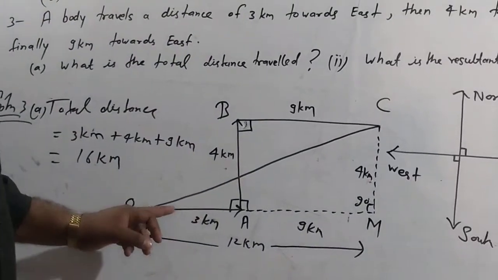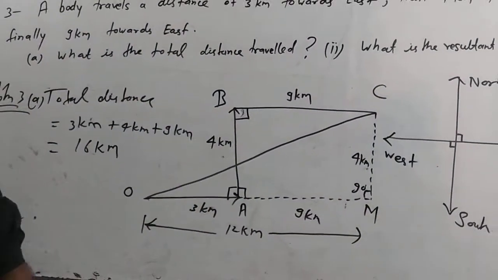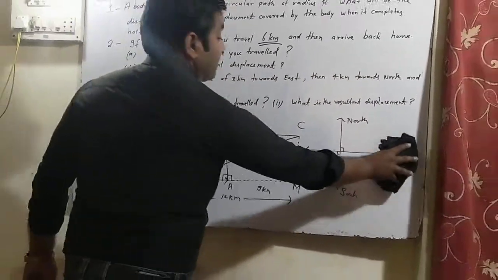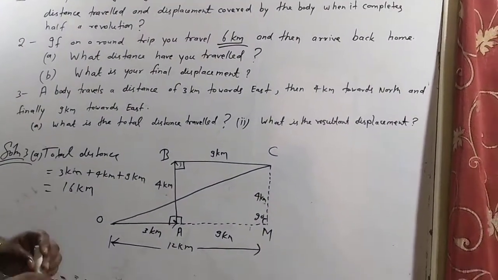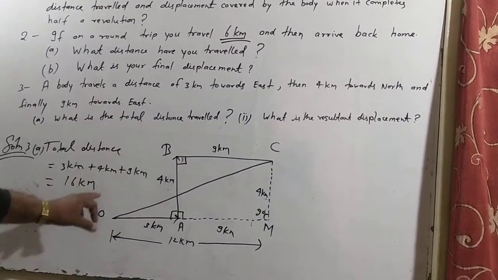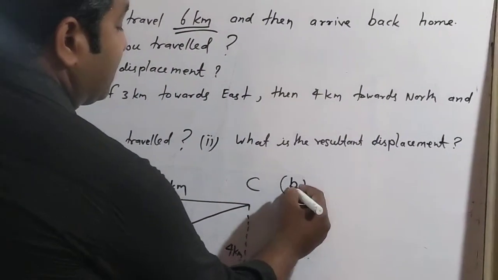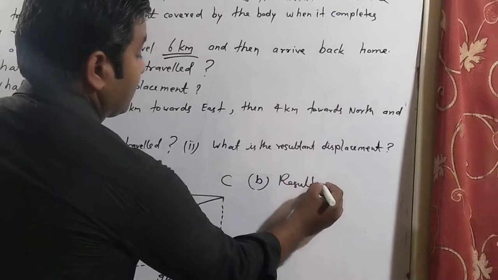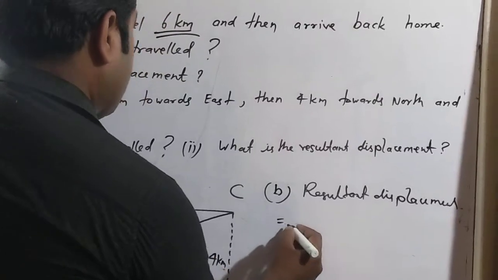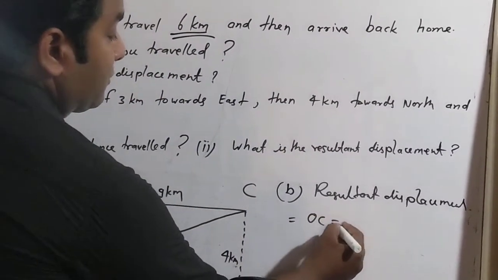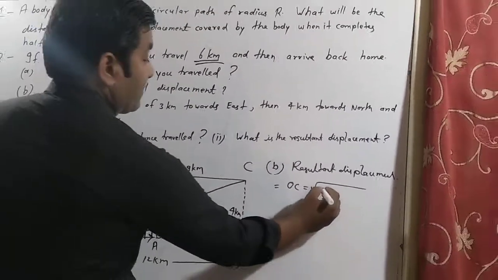Now when we complete the right angle triangle CMO, then by using Pythagoras theorem we can calculate the displacement. Here in this problem, distance is calculated as 16 km, and for part B, what is the resultant displacement? Resultant displacement is very simple. It is equal to what? OC. OC is equal to square root of OM square plus MC square.